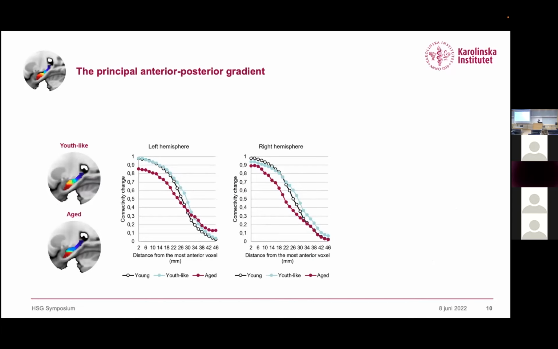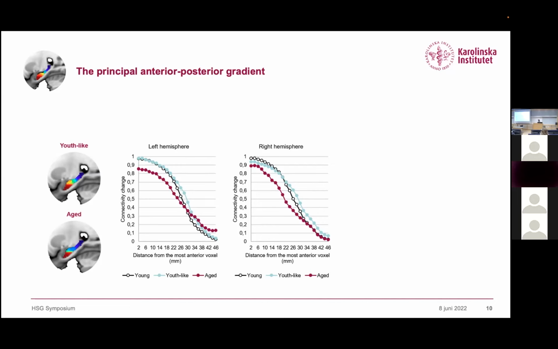Okay, so to the left, you see gradients computed at group level for these two older groups. And these plots show also the differences between these two groups in the change in connectivity patterns along this axis, and show quite nicely that this youth-like group follows the curve in the younger adults to a greater extent.